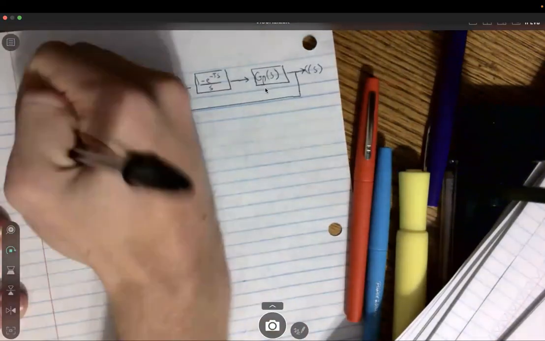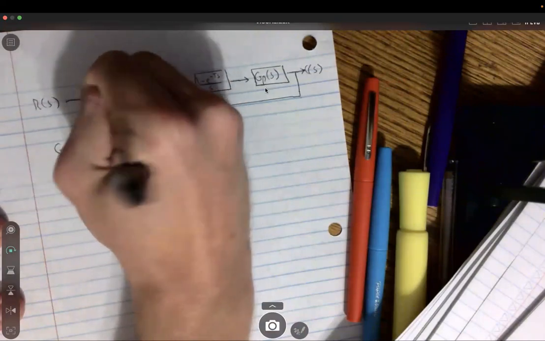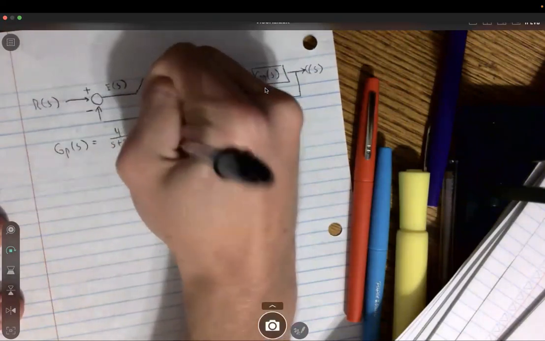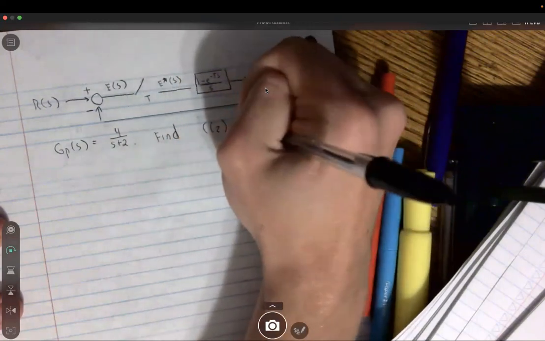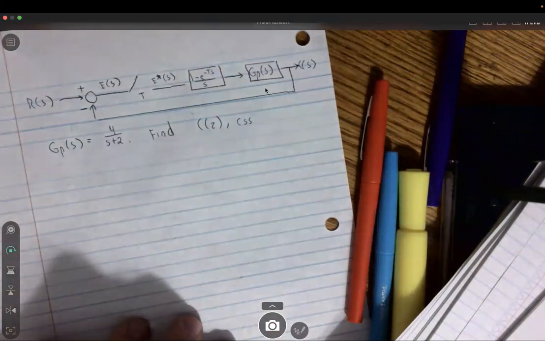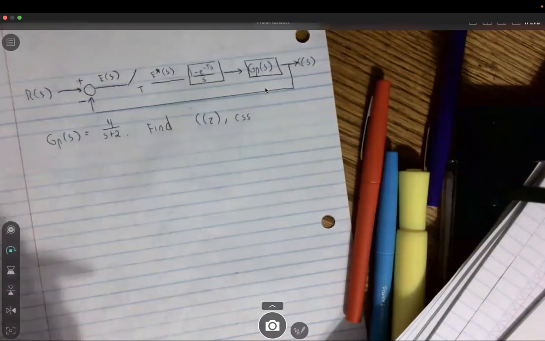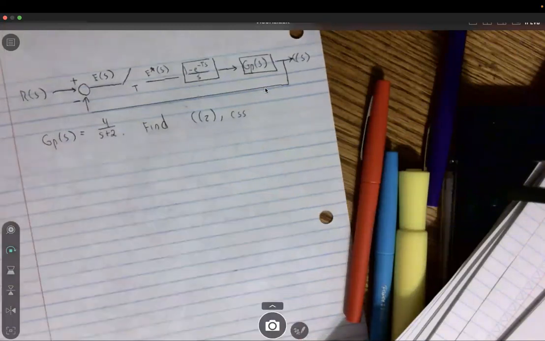Okay, so say they give us the G_P of S, which is a first order system, 4 over S plus 2, and they want us to find C of Z, and also the steady state value. From our equation here, to find C of Z, remember you can form an equation for your output in terms of what you have.